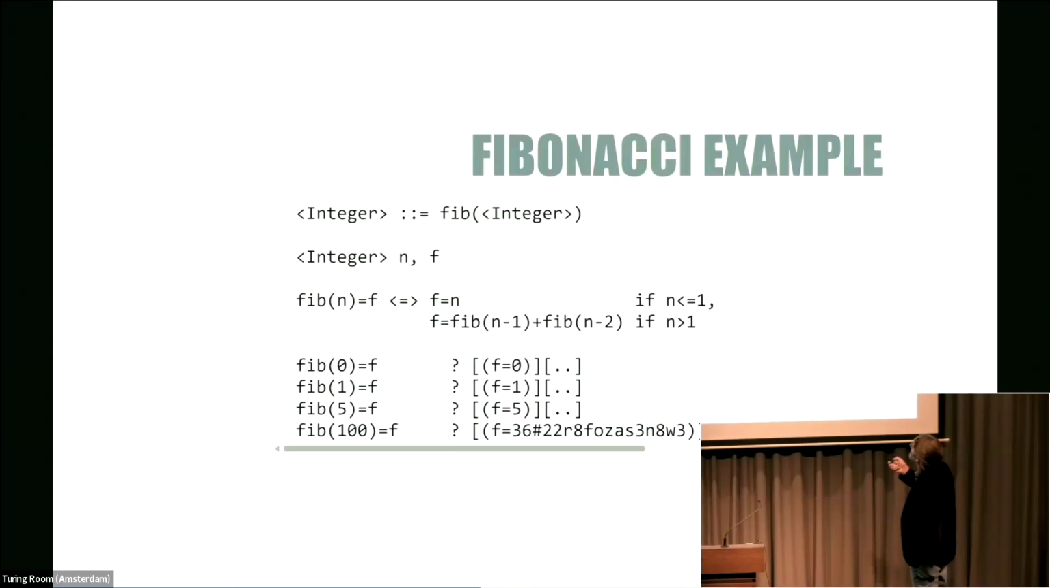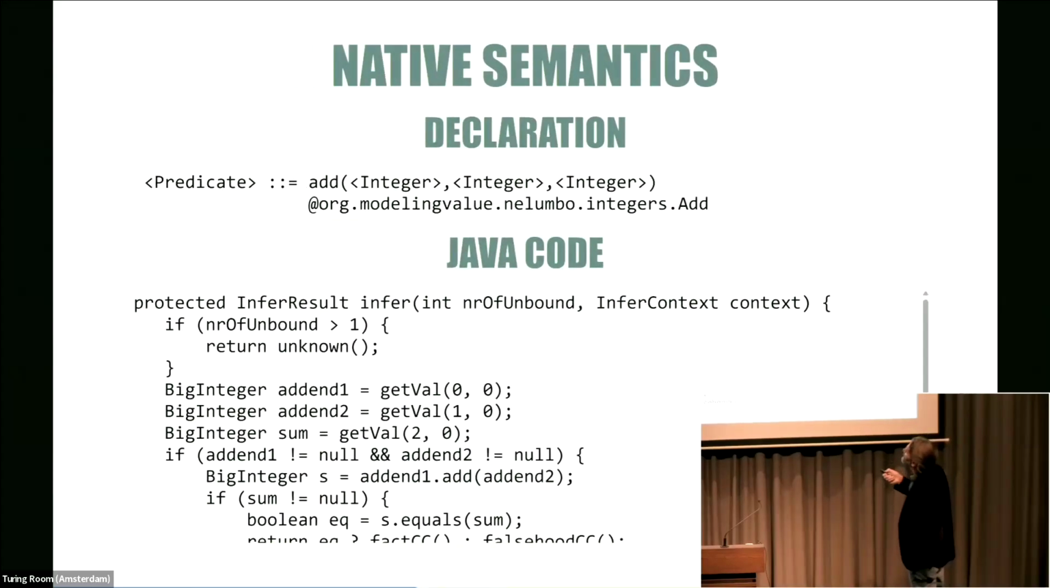Native semantics. Again, I've defined add over here and created a Java class. Nelumbo is implemented in Java, and the class implements the relation of add, where these are the two addends and this is the sum of the add. I won't go into the code, but you have to try to find a solution as much as possible, false and facts, in your implementation of bindings of those variables, if you can. And then the rest of it is generic reasoning.